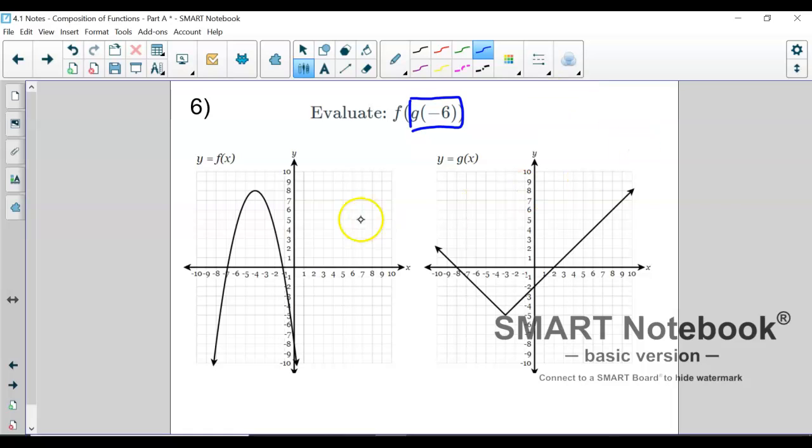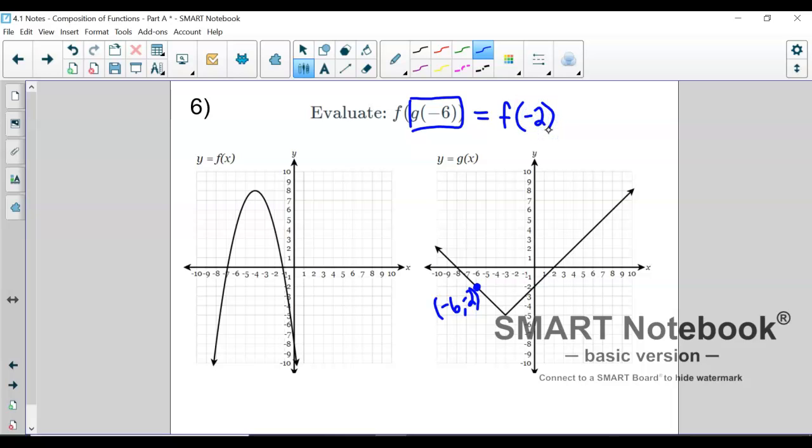And we're given these graphs right here. We have f on the left and g on the right. And we're going to look at g of negative 6. So negative 6 is right here on the x-axis. If we find that point where we have that x-coordinate of negative 6, the coordinates of that point right there are negative 6, negative 2. So that tells us that g of negative 6 is negative 2. So we can replace g of negative 6 with negative 2. That means we'll be finding f of negative 2.